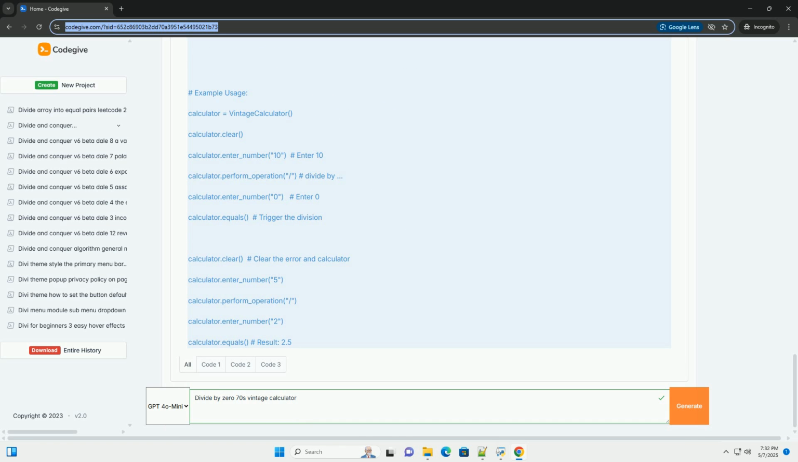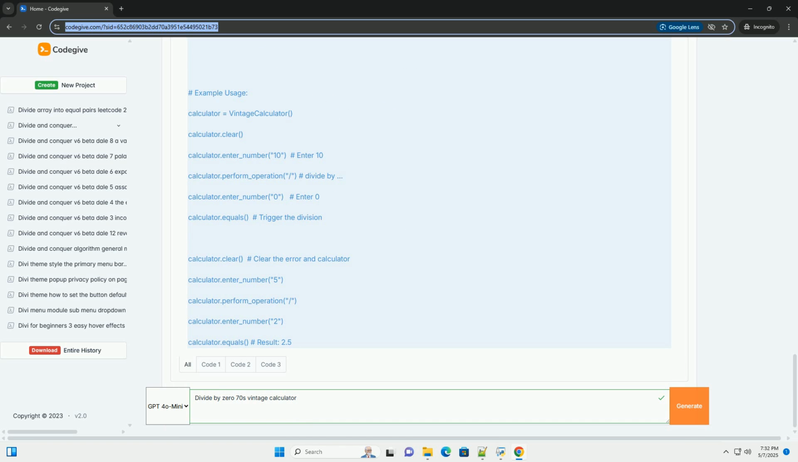V. A simplified conceptual code example, Python simulation. While we can't directly access the microcode of a 1970s calculator, we can simulate its behavior using a modern programming language like Python. This is a very simplified and conceptual example to illustrate the core logic. It doesn't perfectly replicate the exact behavior of any specific vintage calculator, but it captures the essence of how division and error handling might have worked.